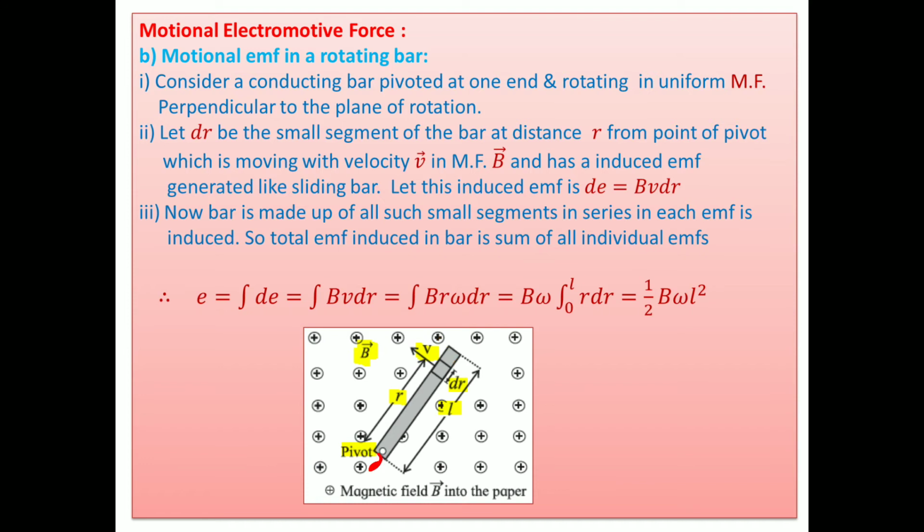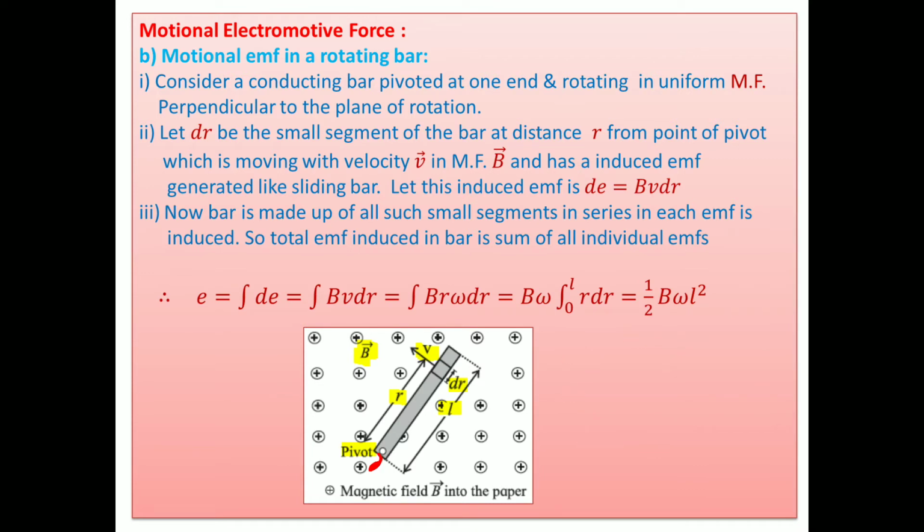Now what is the integration of r then? R square by 2. And as r square by 2, we take the upper limit L and lower limit 0. So you can take here L square by 2 minus 0 square by 2, means minus 0. So you can take here L square by 2 directly, and half is taken common. So outside, then, half B omega L square. This is the induced EMF, or EMF generated in the rotating bar.